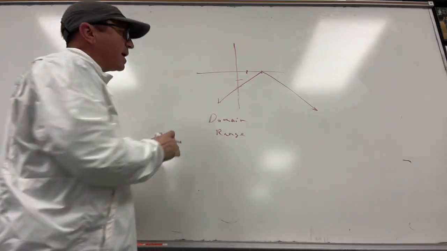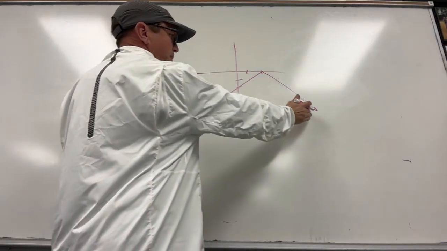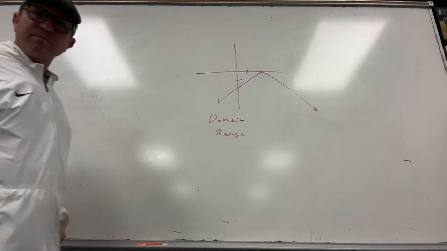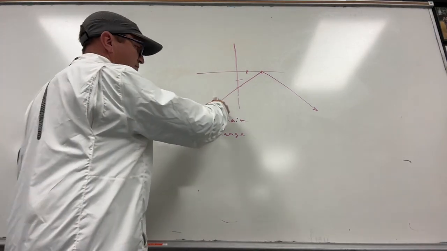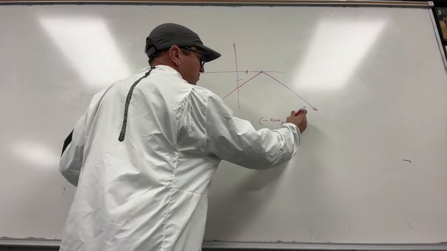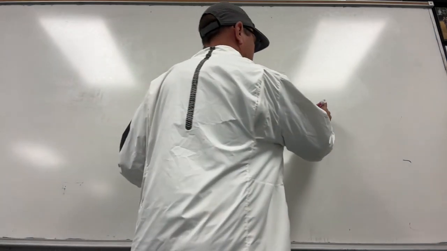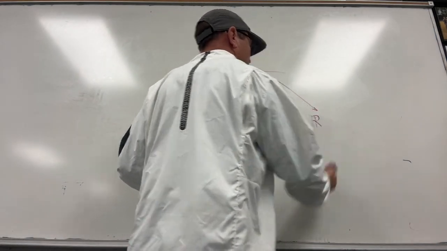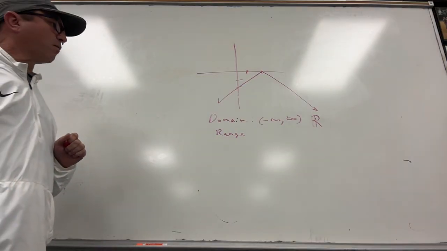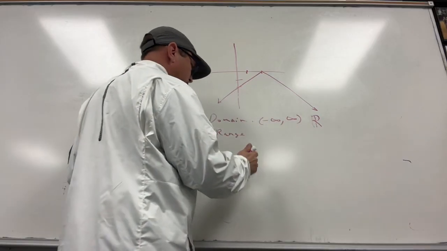Now, for the domain of this function, the arrows are not only pointing down, but they're pointing left and right. So it goes left forever and right forever. So our domain is actually negative infinity to infinity. Or, of course, depending on how they want the solution done, you could put in the real number symbol for all real numbers.